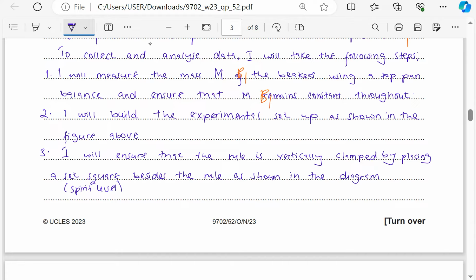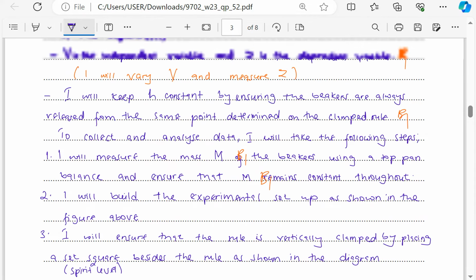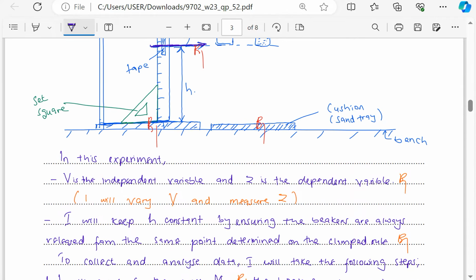So I'm not putting ticks here, because saying I will build the experimental setup as shown in the diagram will not give you a tick. You have already shown that in the diagram. I will ensure that the ruler is vertical. I've already credited it in the diagram because where there is a set square, I put a B1 here. So you can't be credited twice for the same implication.